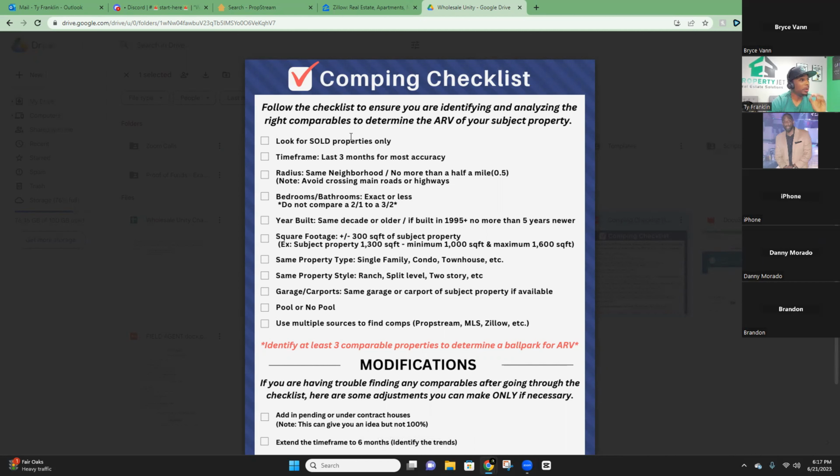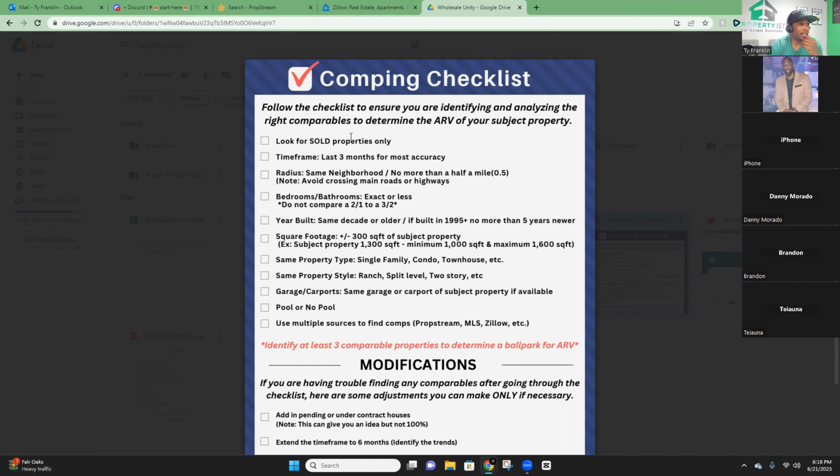There are some instances where you can waver off of that a little bit just to get an idea. You may look at pending just to see what's going on in the area, whatever. But sold properties only.